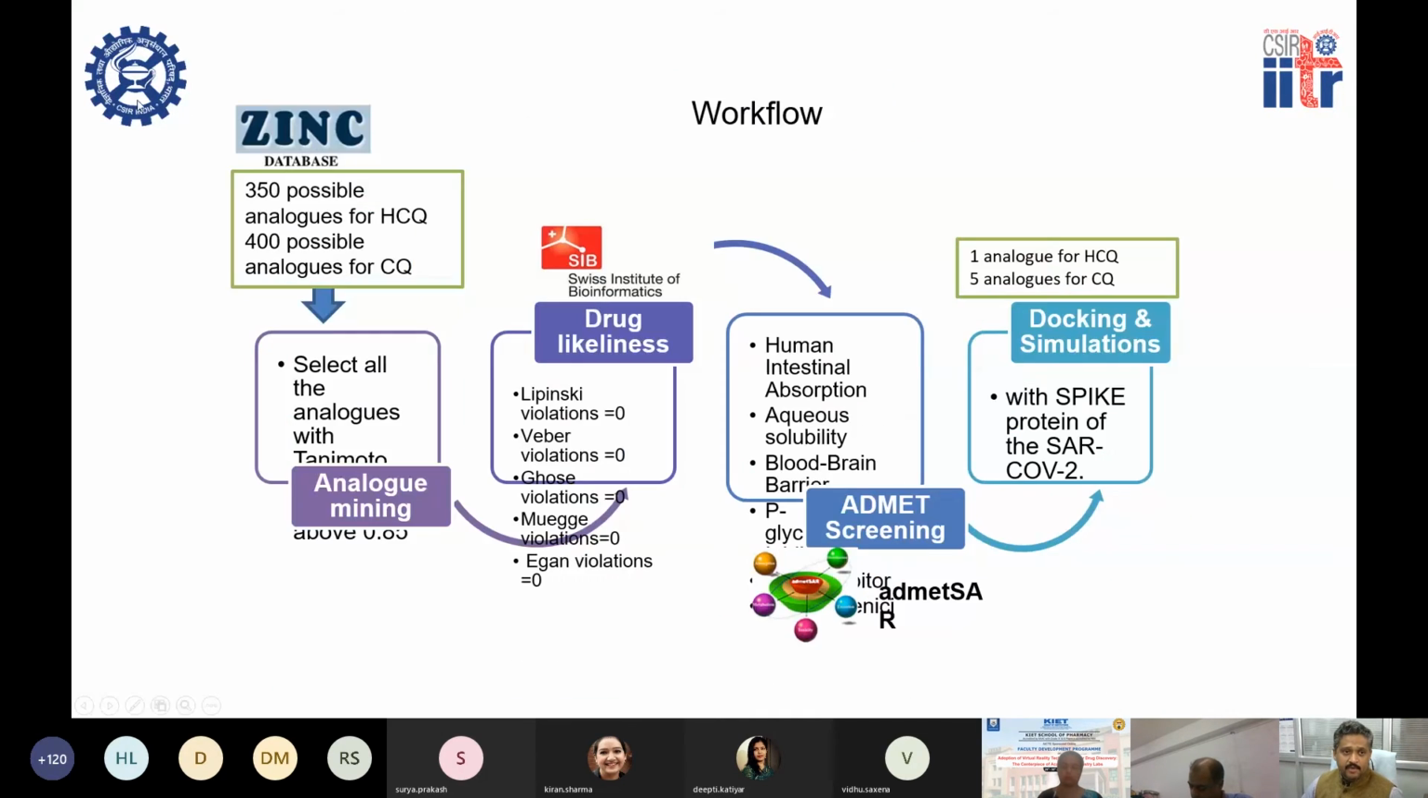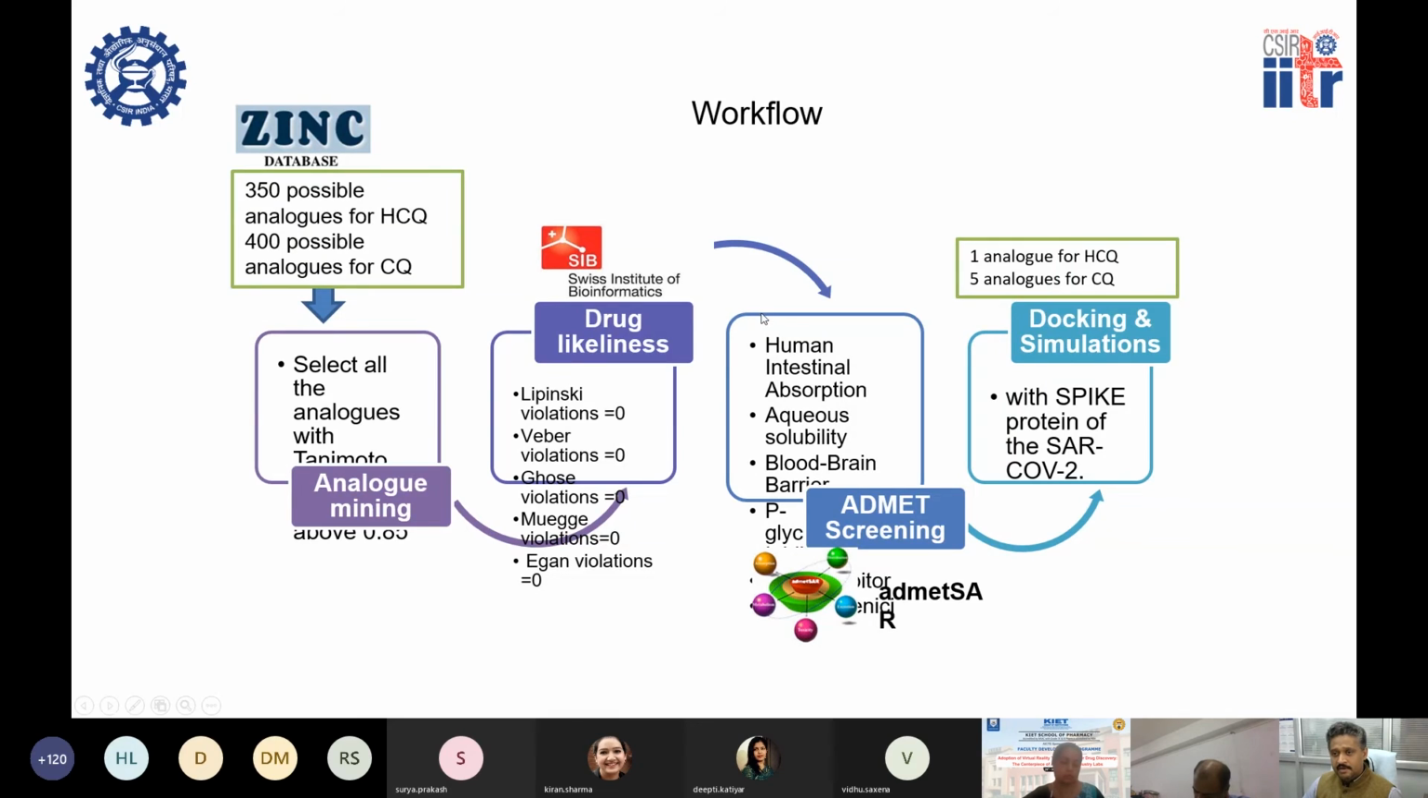So this is our workflow. We identified from the ZINC database 350 possible analogs for HCQ, like hydroxychloroquine, and 400 possible analogs for chloroquine. This analog mining was done using various systematic processes like various ADMET and other docking-based scores. Finally, with those docking-based scores, we started analyzing them using molecular dynamics simulations, how they are going to interact, and what are the compounds which can be more potential.